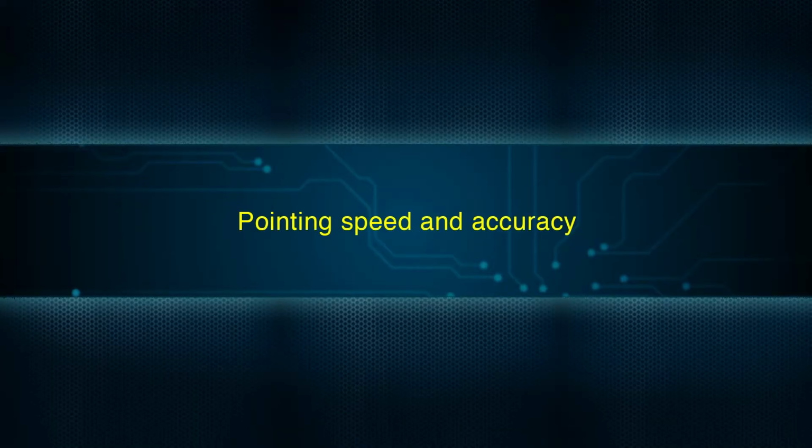Pointing speed and accuracy. The standard way to characterize pointing device performance employs the Fitts-Law paradigm. Fitts-Law relates the movement time to point at a target, the amplitude of the movement, that is the distance to the target, and the width of the target, that is the precision requirement of the pointing movement. The movement time is proportional to the logarithm of the distance divided by the target width, with constant terms that vary from one device to another.